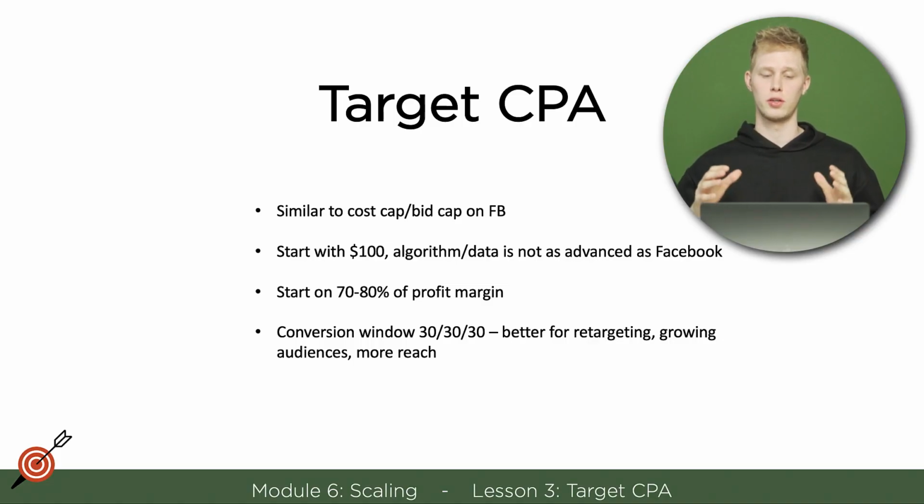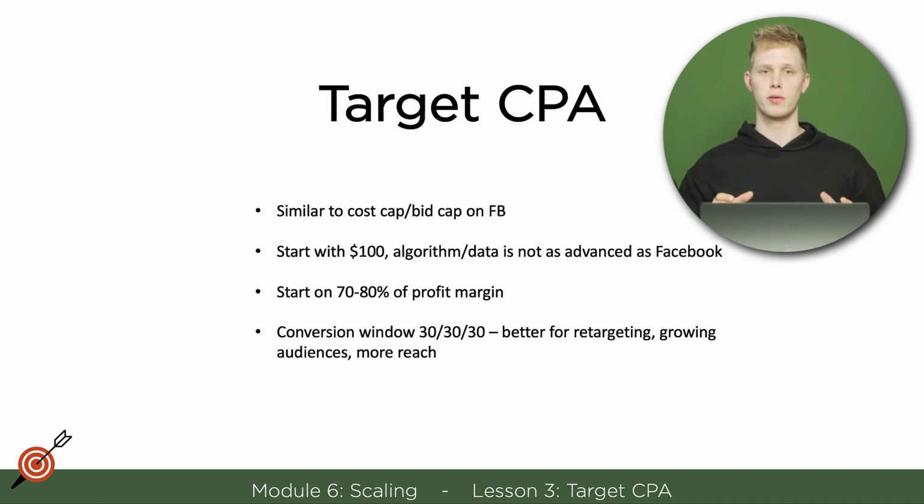It's time for the final scaling method, which is probably also the most fun because with this scaling method we can scale the fastest, and I'm talking about using target CPAs or manual bidding. This is similar to the cost cap or bid cap campaigns on Facebook, where the algorithm is going to look for people that are going to purchase your product within the CPA that you set for that campaign.